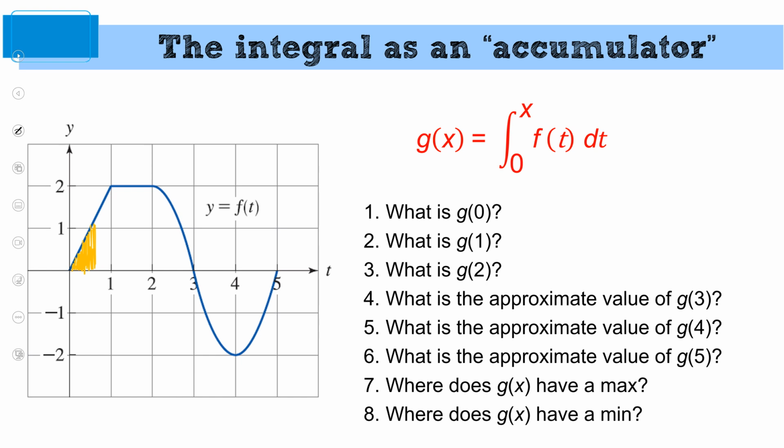What's g of 0? Zero. Why? Because there's no area at all. This thing up here in red tells me I'm starting at 0, and I'm adding up the area from 0 to some number. Well, what is that number? That number is determined by this. Okay? What's g of 1?